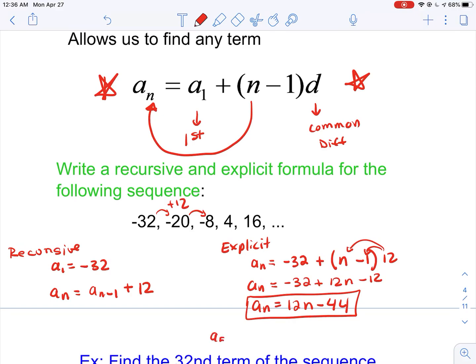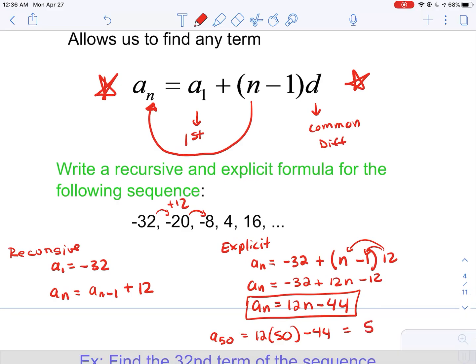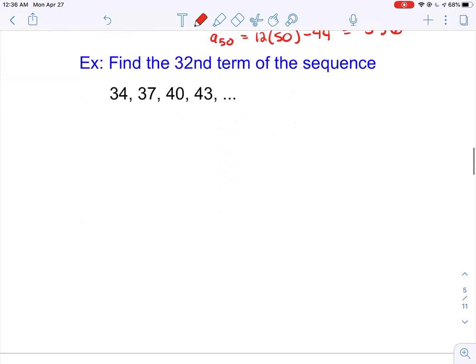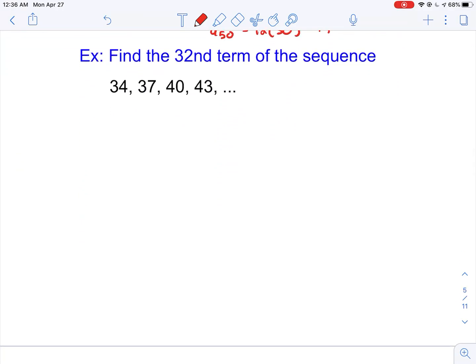So how would I use this? Well, let's say I wanted to find the 50th term. All I would do is plug in 50 for n. So what is 12 times 50 minus 44? And that would be 556. Okay? So that's exactly what we're going to do in this example.